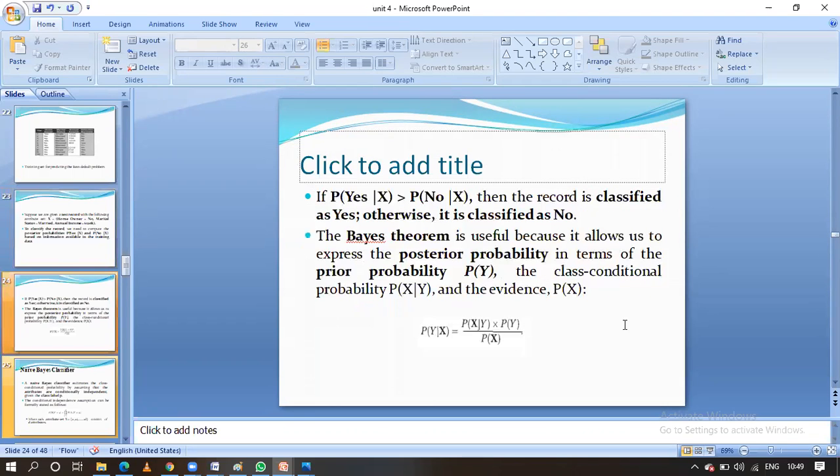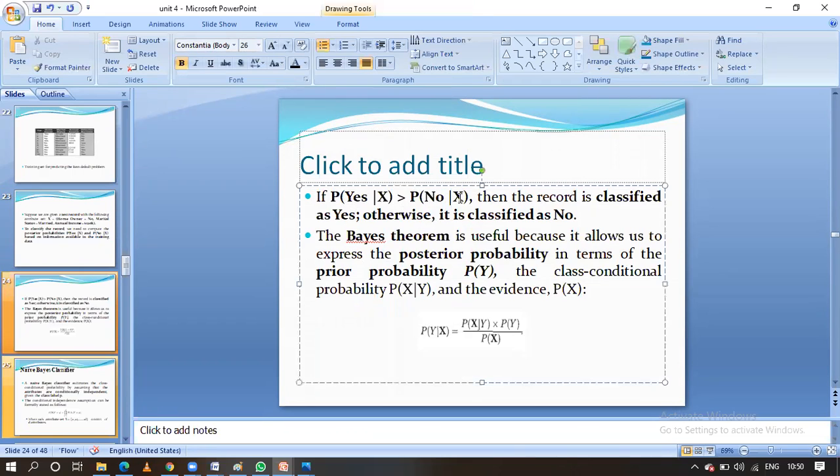This is explained here, guys. If the probability of yes given X has a higher value compared with the probability of no given X, then we can classify the record as yes. Otherwise, we can classify that record as no, guys. This is the formula for that. Bayes theorem uses one formula.